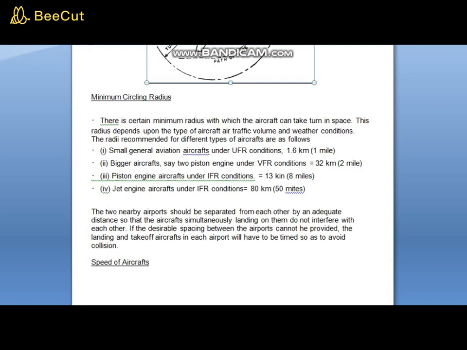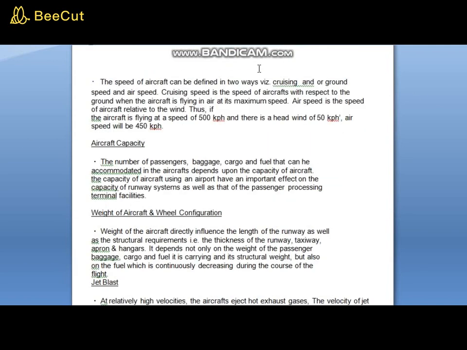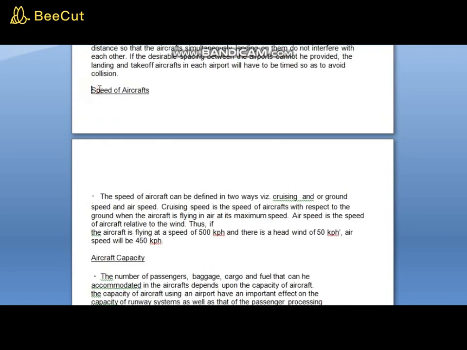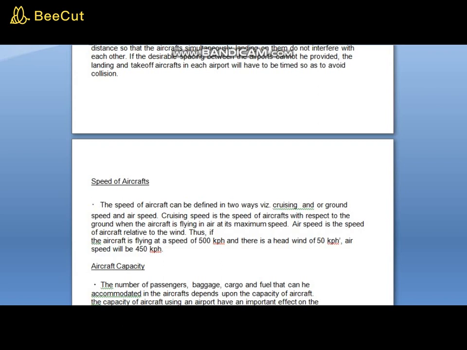Minimum circling radius. This is a certain minimum radius with which the aircraft can take a turn in space. This radius depends upon the type of aircraft, traffic volume and weather conditions. The following radii are recommended for different types of engines. Speed of aircraft. We have different speeds of aircraft.